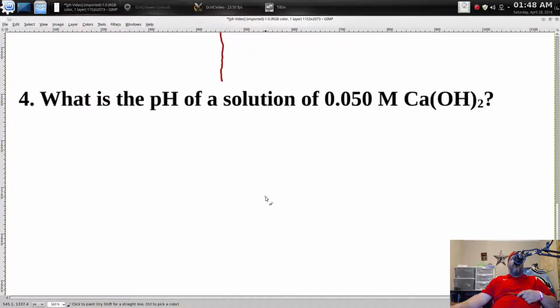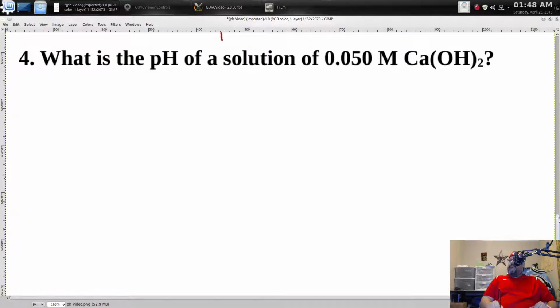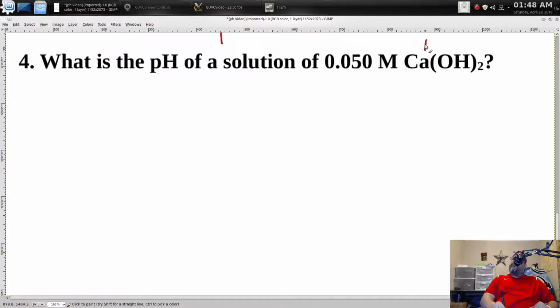We've got the following. Sorry, I'm moving the screen up. What is the pH of a solution of 0.050 molarity? All right, well, we know that we have a base, so let's do that. Okay, I'm going to write base up here.